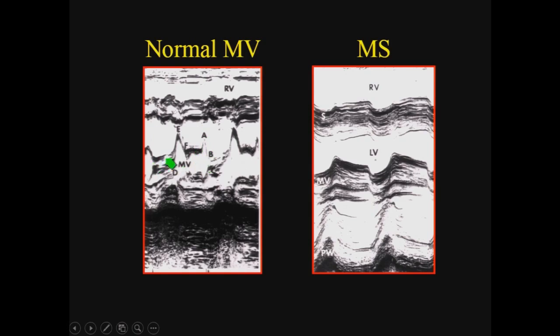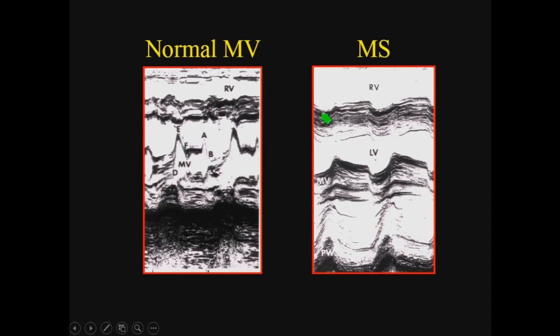You see that the posterior leaflet has a characteristic motion. The anterior leaflet looks like an M. The posterior leaflet looks like a W. The posterior leaflet is smaller, and therefore its excursion is smaller, and you have a characteristic appearance of the M-W appearance that indicates normal mitral valve without mitral stenosis.